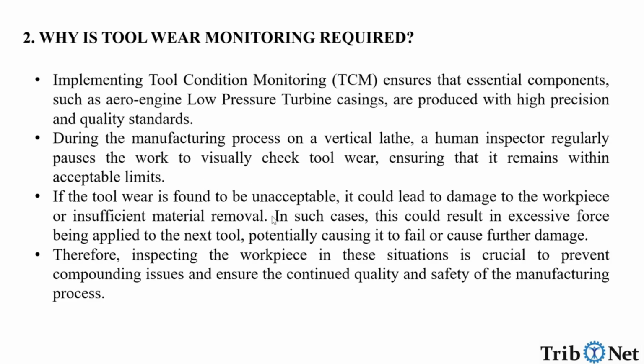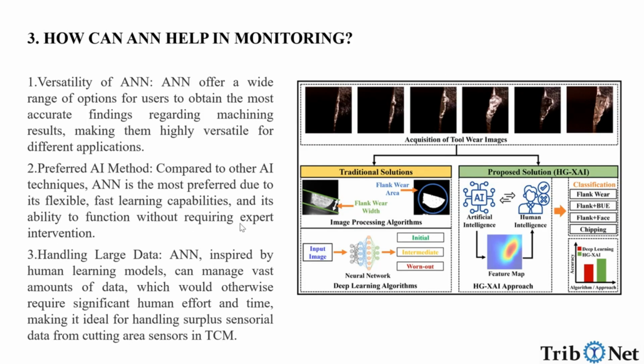If the toolware is found to be unacceptable, it could lead to damage to the workpiece or insufficient material removal. In such cases, this could result in excessive forces being applied to the next tool, potentially causing it to fail or cause further damage. Therefore, inspecting the workpiece in these situations is crucial to prevent compounding issues and ensure the continued quality and safety of the manufacturing process. How can artificial neural network help in monitoring?